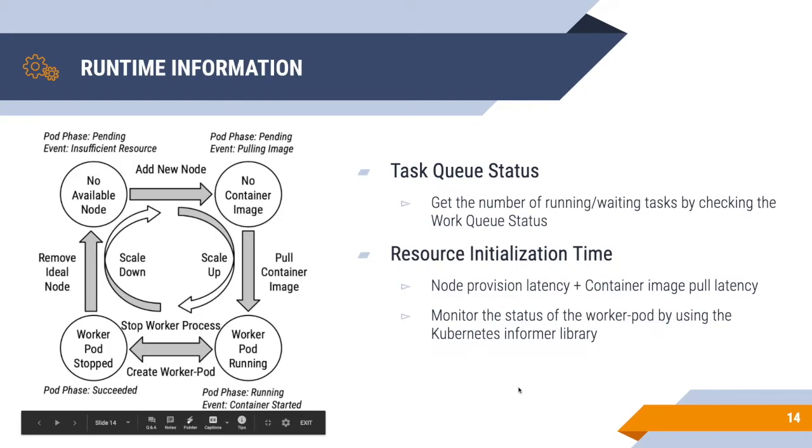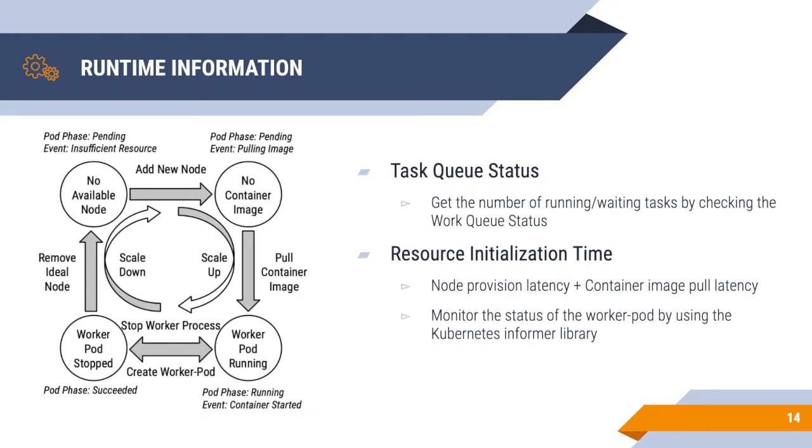In addition to the task-level information, we have to collect 2 pieces of runtime information, which are task queue status and the resource initialization time. As we mentioned before, task queue status can be obtained by querying a work queue. For the resource initialization time, we are going to use the Kubernetes Informer library.